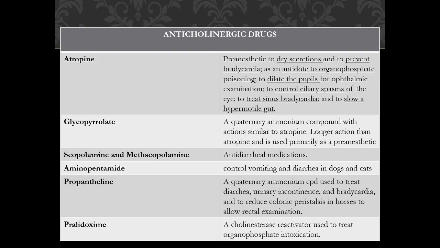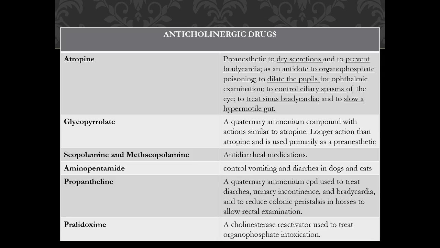Atropine and glycopyrrolate are both common pre-anesthetic medications that we use to dry secretions and prevent bradycardia. Atropine is used as an antidote to organophosphate poisoning. So if it's anticholinergic, then we can use it to treat any overdose or toxicity of a cholinergic drug, whether it's indirect acting or direct acting. So this is something we can use to treat organophosphate poisoning.